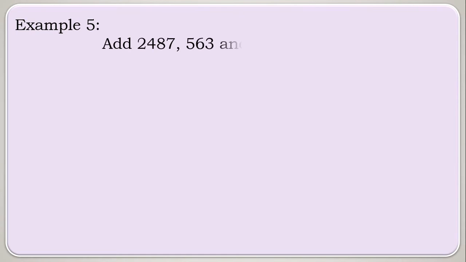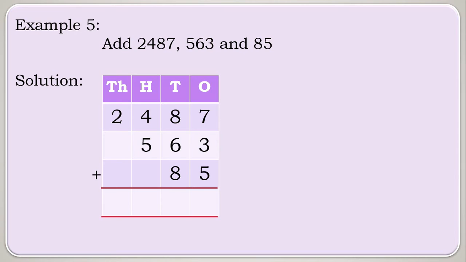Example number 5. Add 2487, 563 and 85. In this question, we have one 4-digit number, one 3-digit number and one 2-digit number. So while writing down these numbers in the place values table, you should be very careful and you should write as shown here according to the place values.